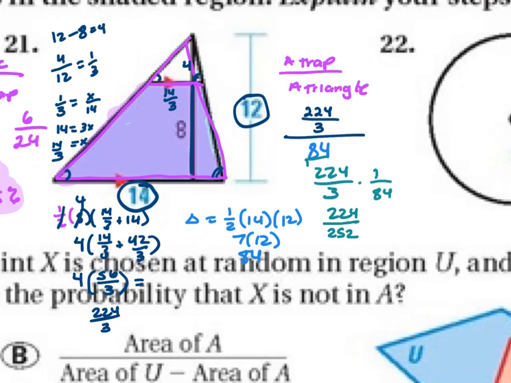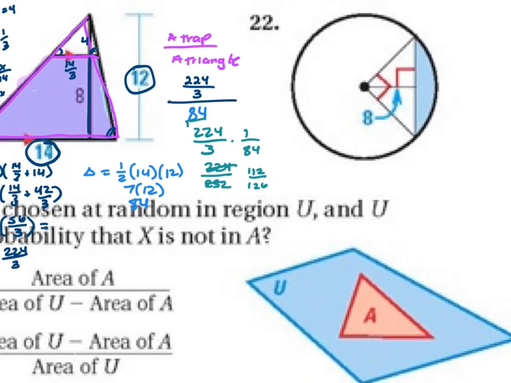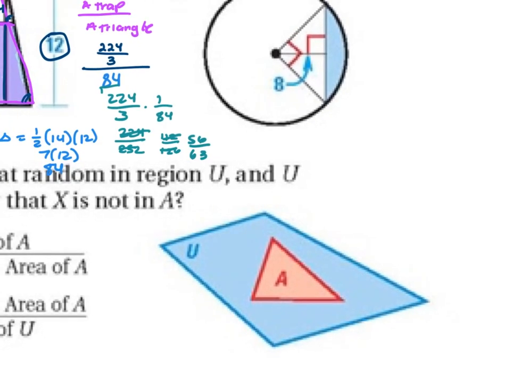And then we can start reducing those. So you could do by 2, which is the obvious one. 112, 126, 56, 63, and 7 goes into both of those, 8/9.